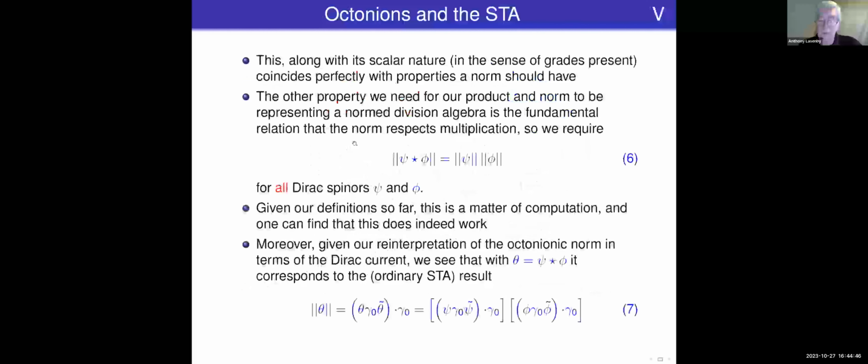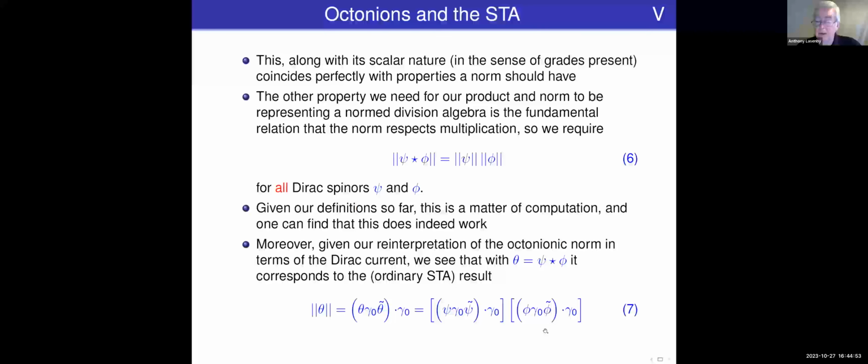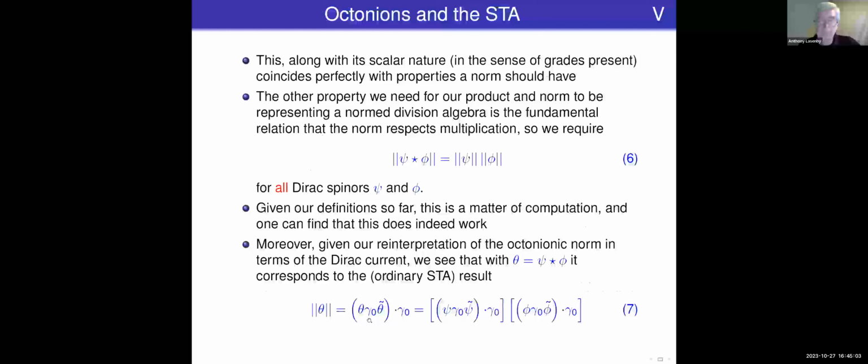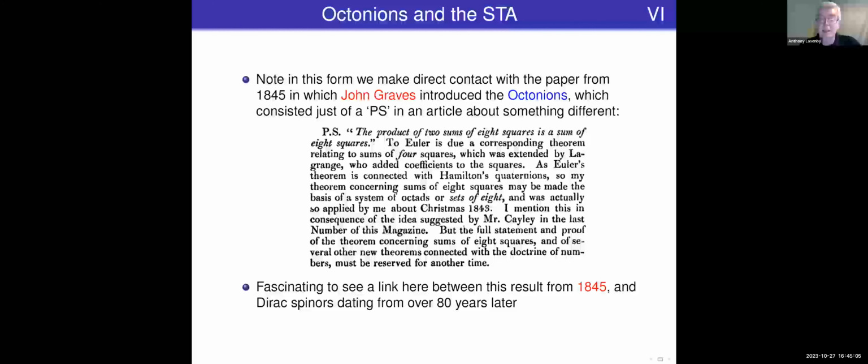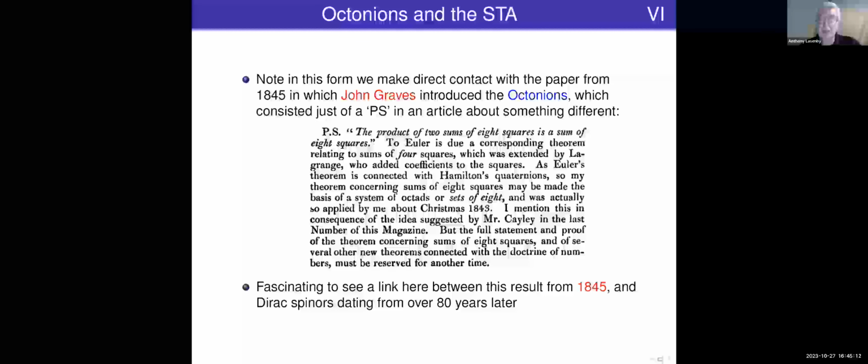And that's exactly what we've got here, because we saw earlier the Dirac time-like component of the current is the sum of 8 squares. So we've got 8 squares here, 8 squares here, and what we found out is that is indeed the sum of another 8 squares from there. I find it fascinating to see a link here between this result from 1845 and Dirac spinors dating from over 80 years later.